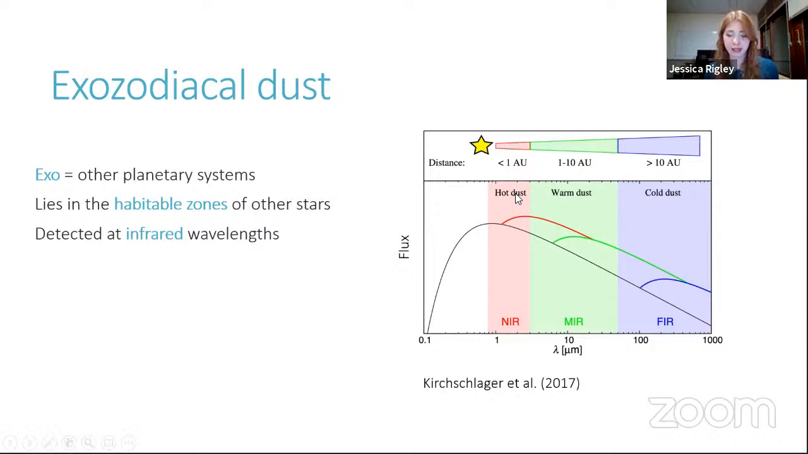And the wavelength we look at determines where that dust is. So if dust is really close to the star, it's going to be really hot. And so we'll see it when we look at really short wavelengths. Whereas if dust is further away and colder, we'll see it when we look at longer wavelengths. So for this warm habitable zone dust that I'm talking about, we need to look in what's called the mid-infrared wavelengths. So we look at wavelengths of around 10 microns. And this allows us to see dust that's at a similar distance from the star as we are from our sun. So this is why this says 1 to 10 AU.